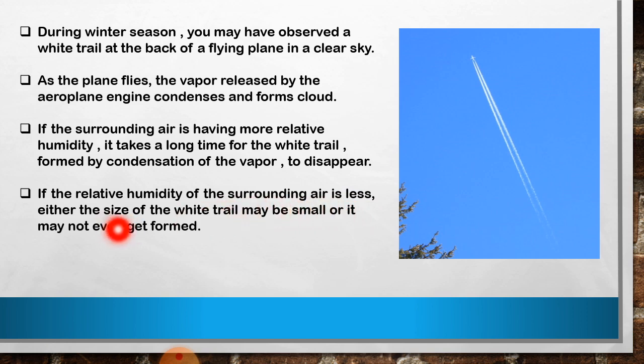Either the size of the white trail may be small or it may not even get formed. जब relative humidity कम होती है तब ये जो ट्रेल है वो फॉर्म ही नहीं होती और उसकी साइज जो है वो वेरी स्मॉल हो जाती है. ओके, इतनी बड़ी साइज हो जाती है विच मीन्स वॉट? उसकी ह्यूमिडिटी, रिलेटिव ह्यूमिडिटी इज वेरी हाई. Okay, yes.